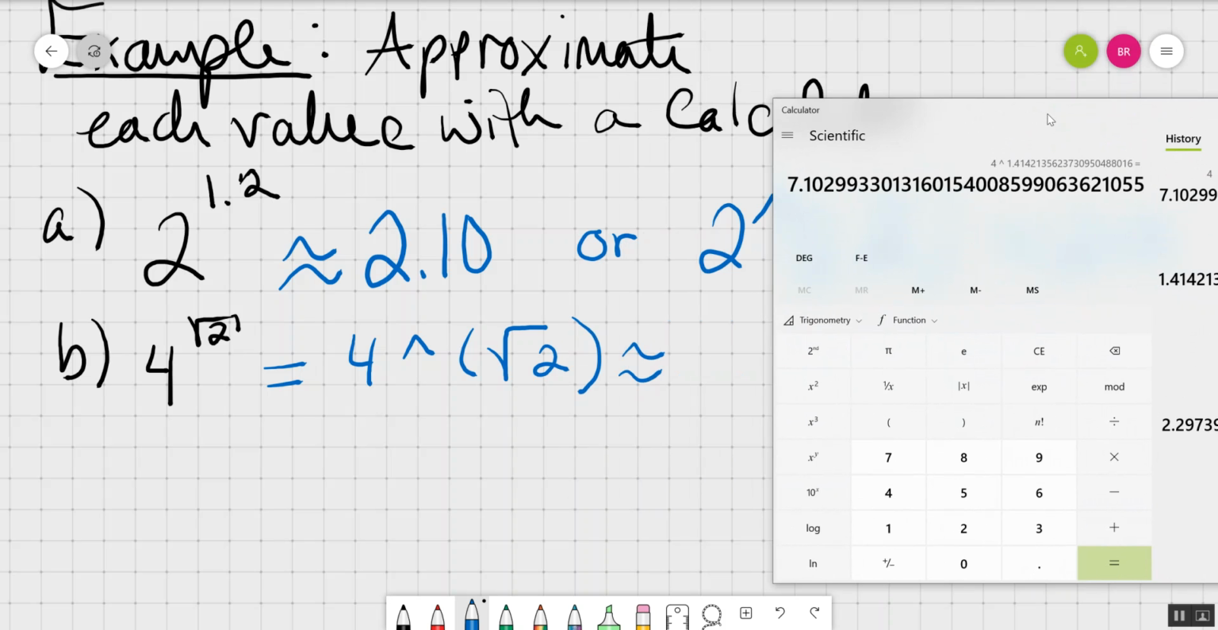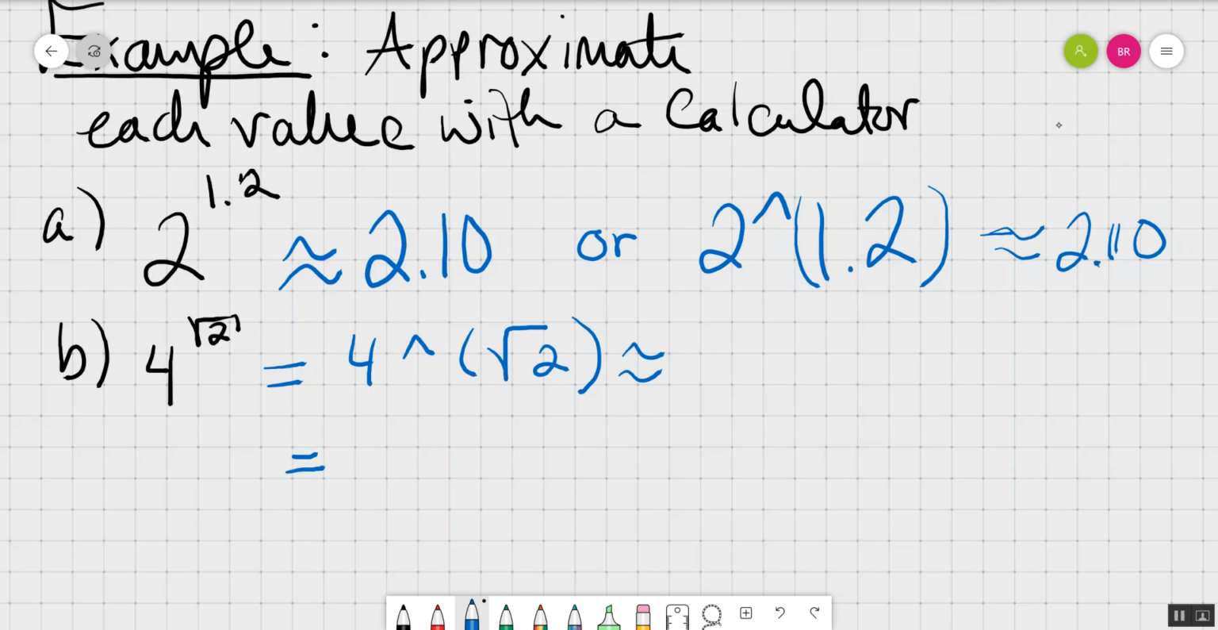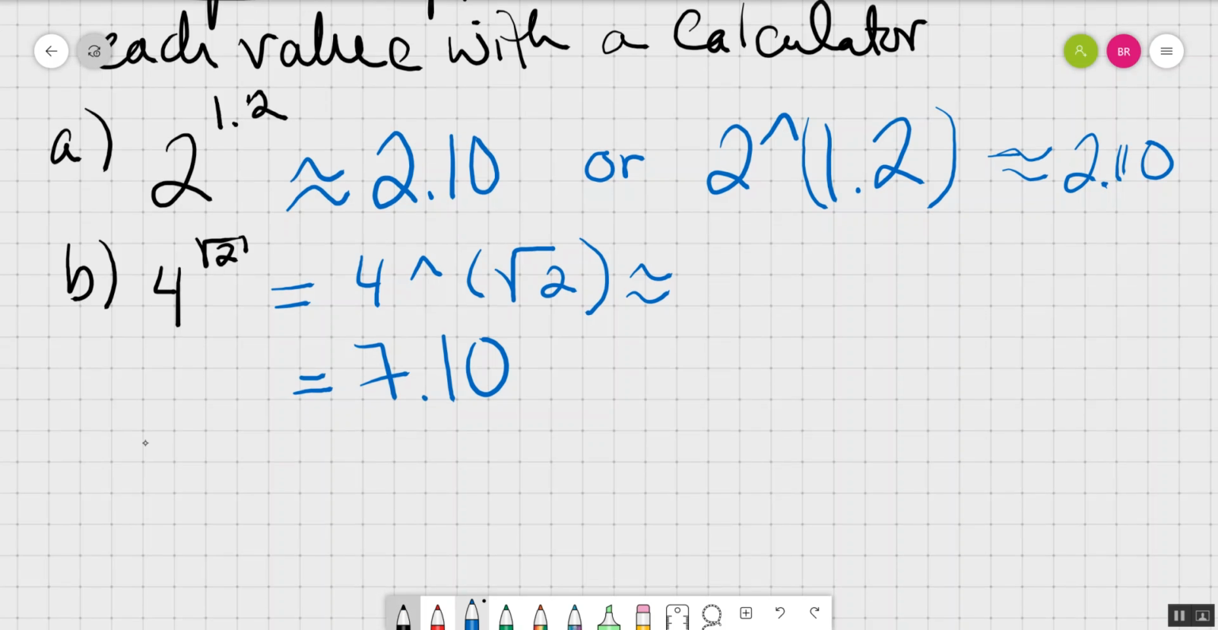If you have the standard TI-30X, which is the blue one, or similar, any of the TI-30 series, you can just use the answer key to do this. Or if you need help with that, please don't be afraid to ask, but you should get 7.10. Let's do 2 more.